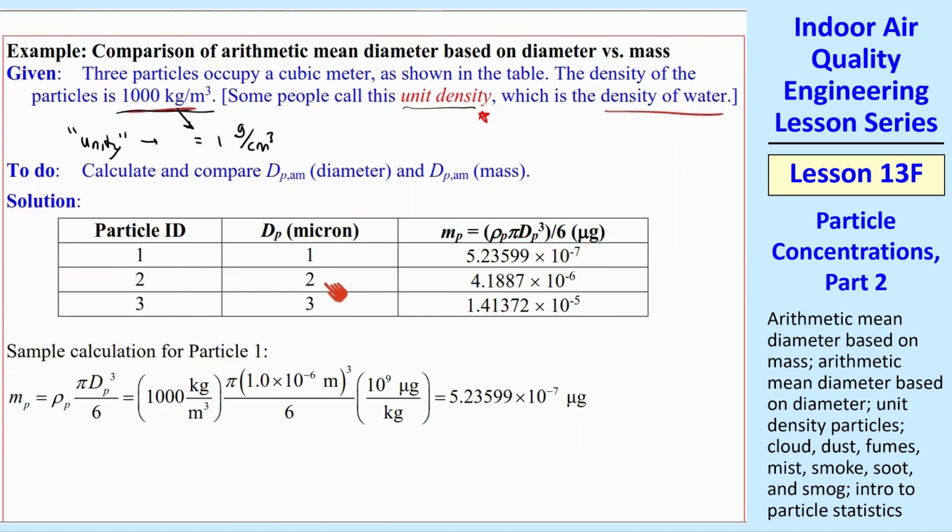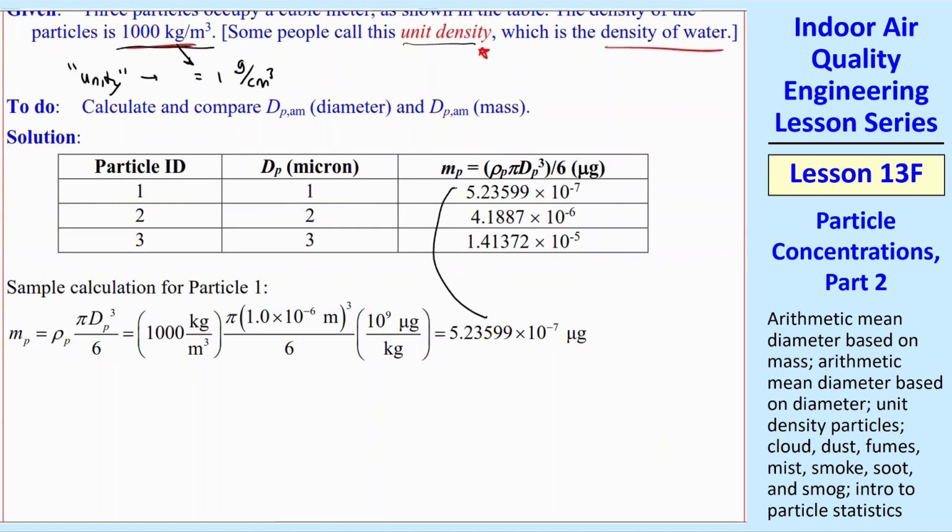You can imagine a 1 or 2 micron particle has a really small mass, and these are in micrograms, and they're still 10 to the minus 7. I give a sample calculation here with unit conversions to make sure that you get that right. So this is what we're plugging in here, and then we repeat for the other 2 particles. I get these 3 masses. So these are the mass of each particle.